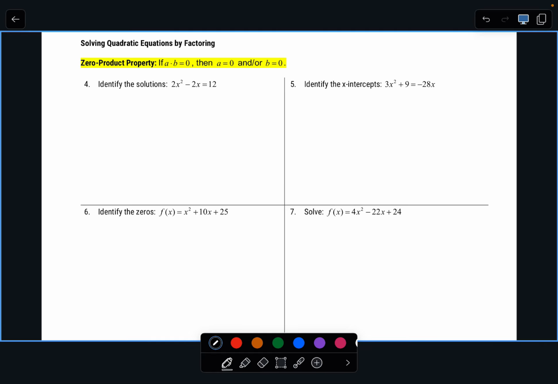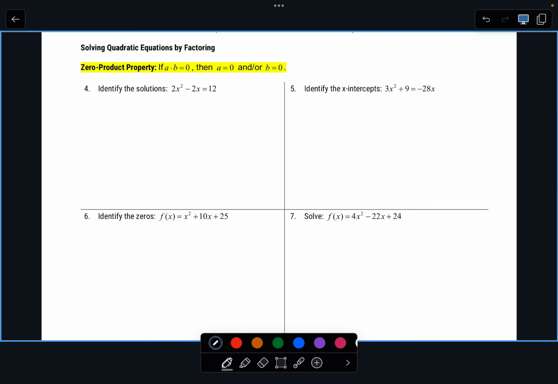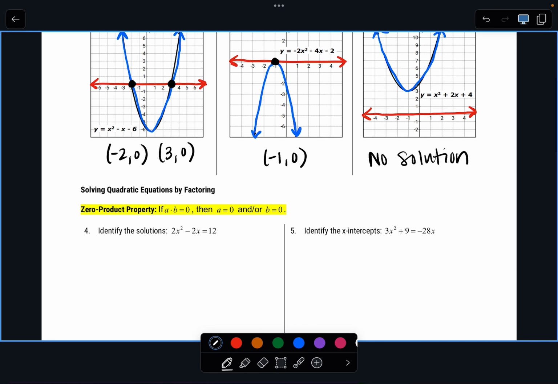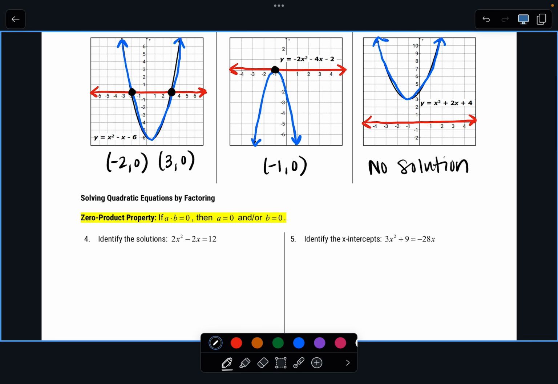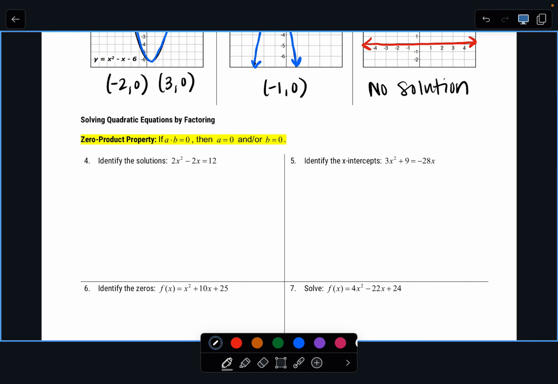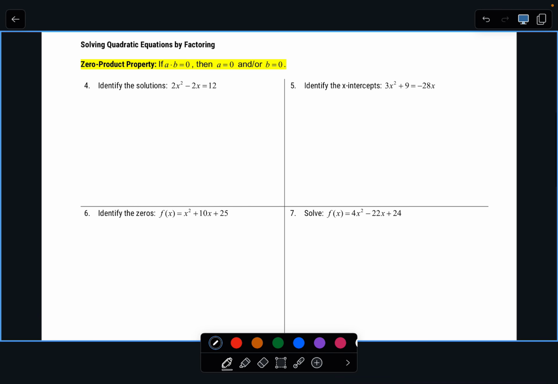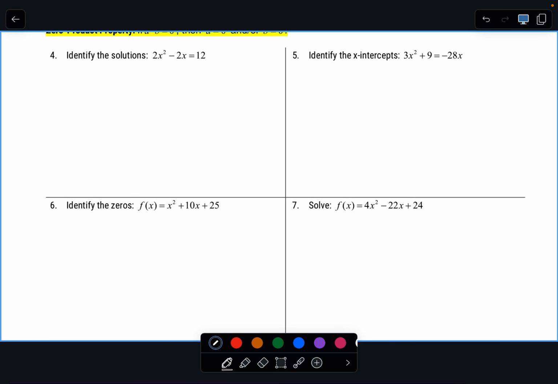And so basically what we're doing with 4, 5, 6, and 7 is we're doing this process, but we have to figure out where the factors are equal to 0. So let's go in. If I wanted to factor this, the first thing I have to do is move all of my numbers to one side. So I need to subtract 12.